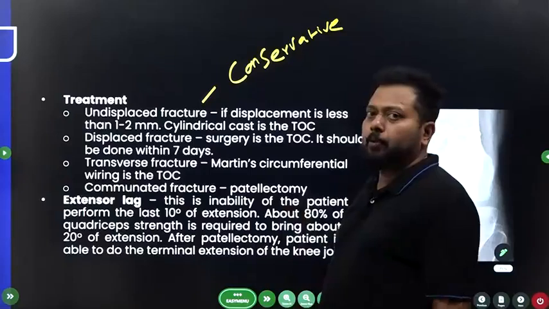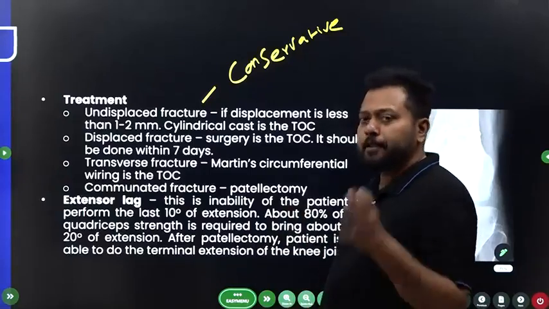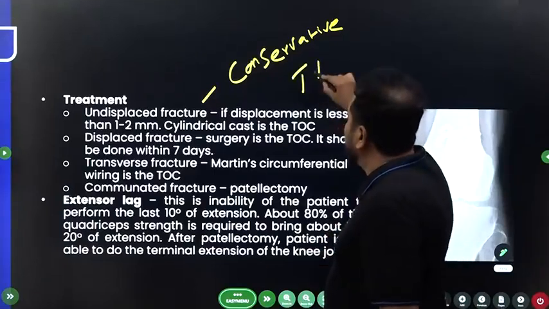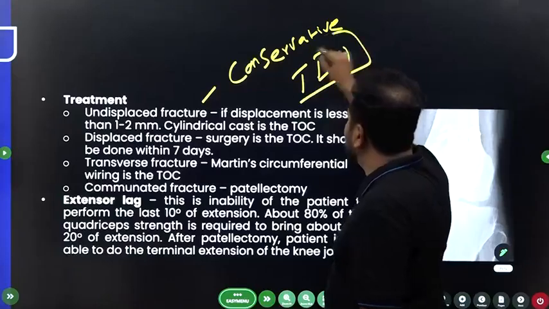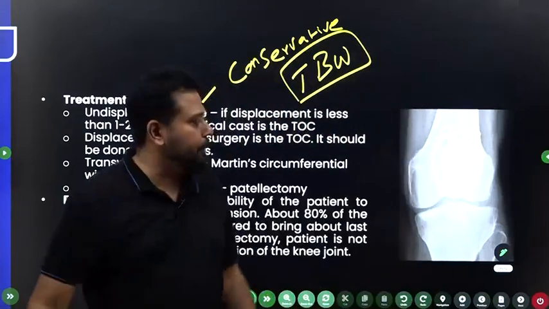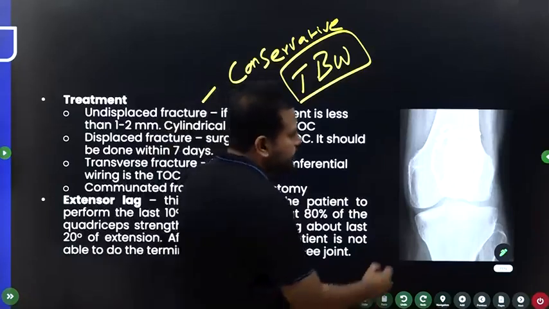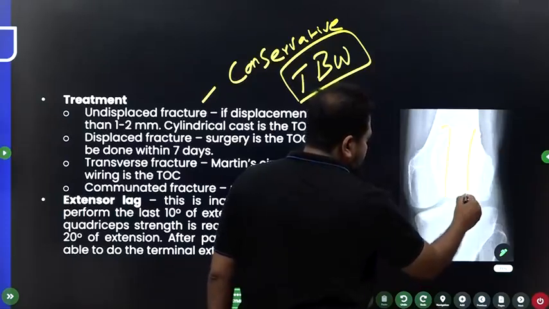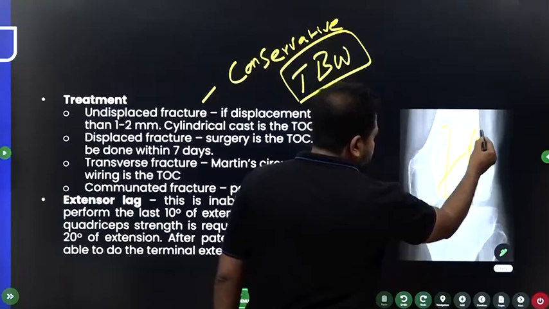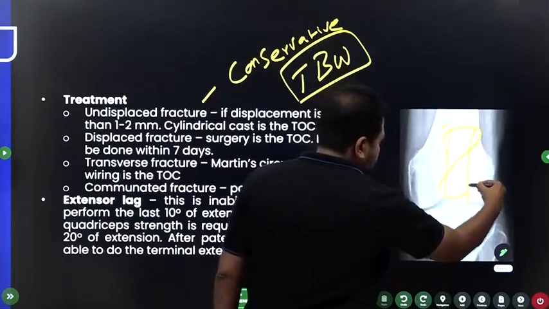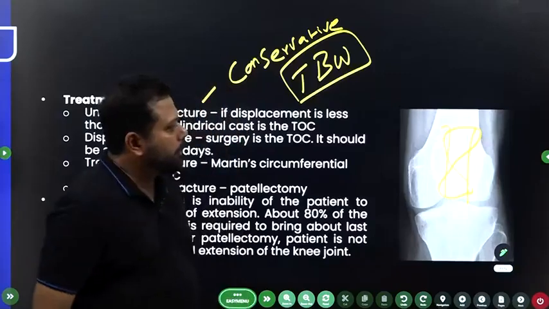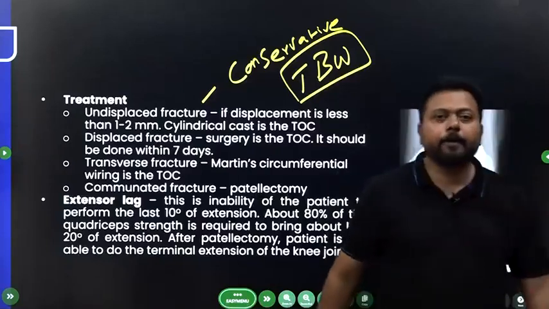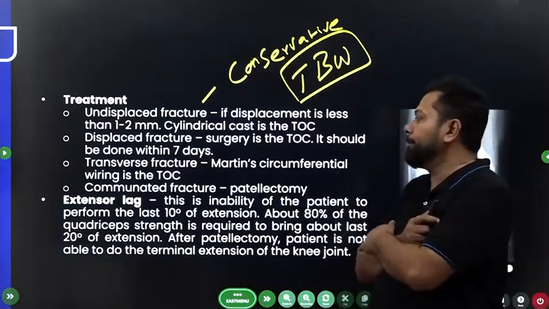If it is displaced, with more than 2 mm displacement, surgery is the treatment of choice. For transverse fracture patella, it is called tension band wiring. Tension band wiring is the treatment of choice for a displaced fracture patella. You see here, this is the patella. I put two K wires, and these two K wires are with a wire like this. So this is called tension band wiring. This is the treatment of choice. The full name of that is Martin circumferential tension band wiring.